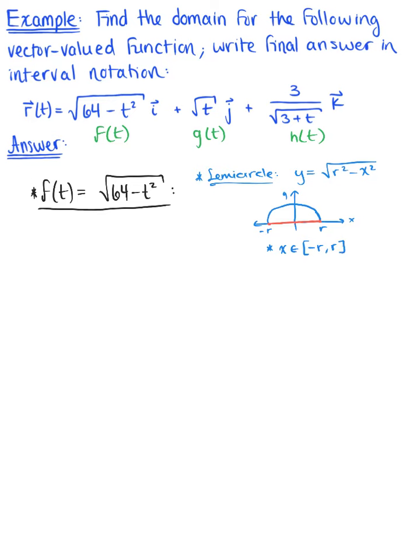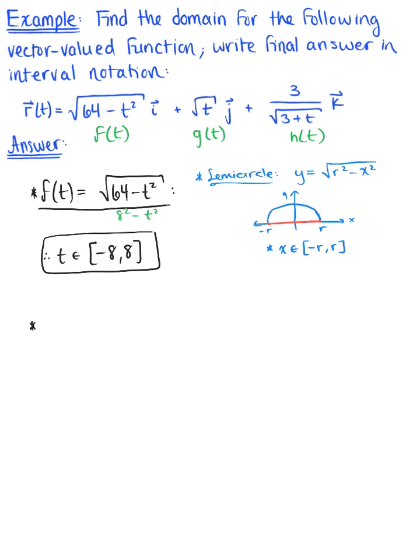So looking at our function here, we see that we have the square root of 8 squared minus t squared. So our radius is 8. And so we can say that therefore, t is an element of the closed interval from negative 8 to positive 8. So this is the domain for f of t.